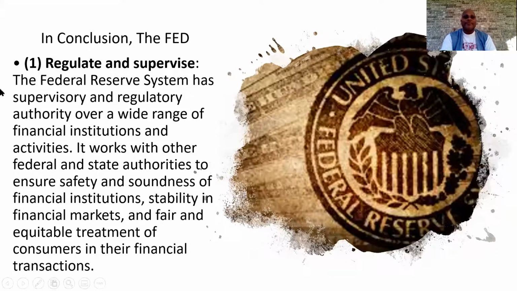In conclusion, the Federal Reserve, or the Fed, does three things. One, they regulate and supervise. The Federal Reserve System has supervisory and regulatory authority over a wide range of financial institutions and activities. It works with other federal and state authorities to ensure safety and soundness of our financial institutions, stability in financial markets, and fair and equitable treatment of consumers in their financial transactions.